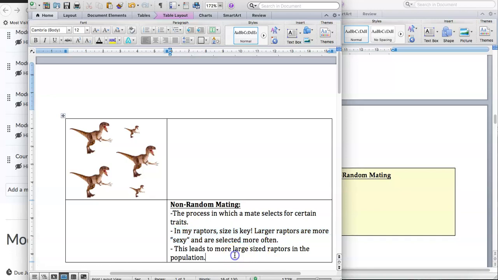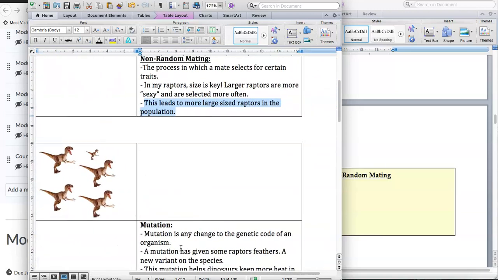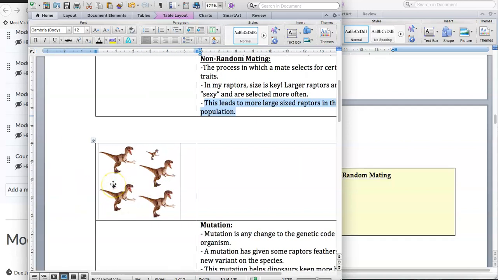So the final point I want you to write is what that means for the population. That means we're going to see more larger raptors being born. I then have a picture of the second population here. So what changed? Well, we see there are more larger raptors.